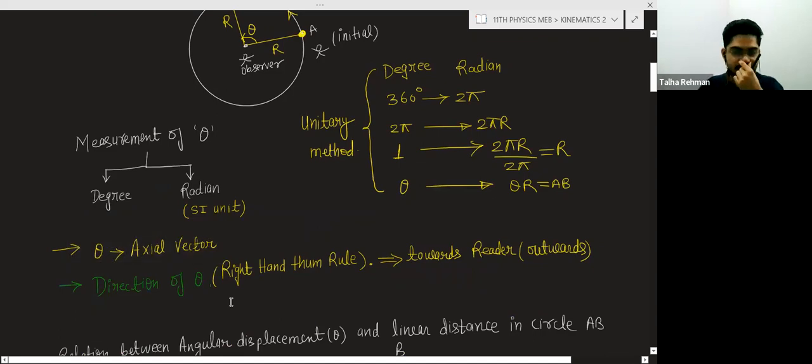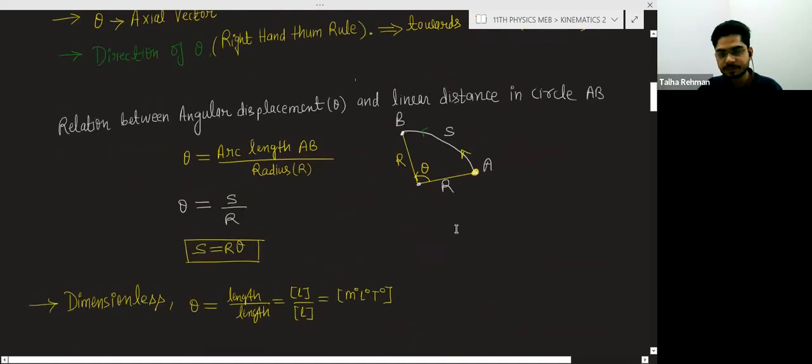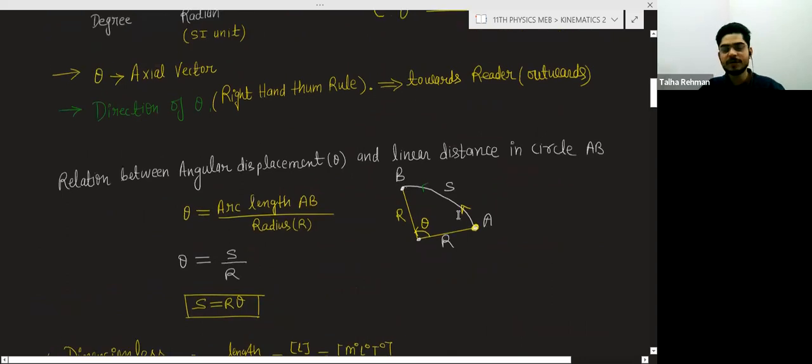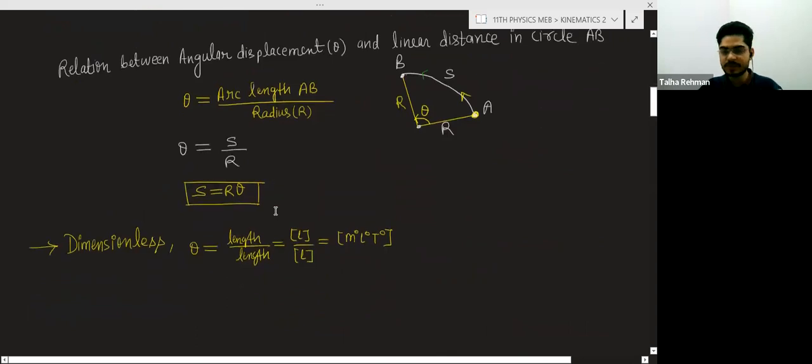How do we find the direction of angular displacement? By the right hand thumb rule. There is also a relation between the distance and the angular displacement: theta is equal to arc upon radius. These things I discussed in the last class.